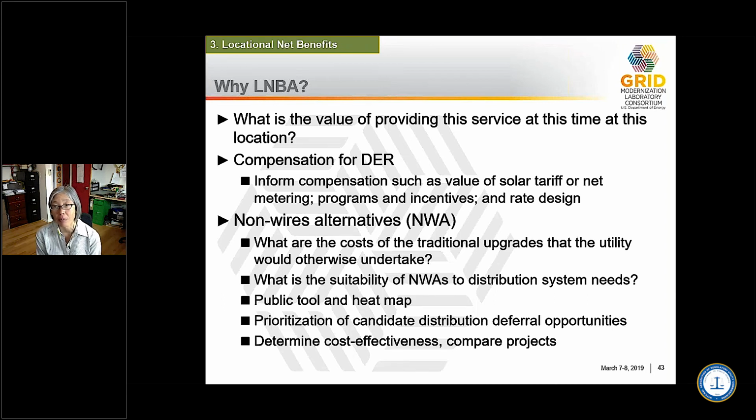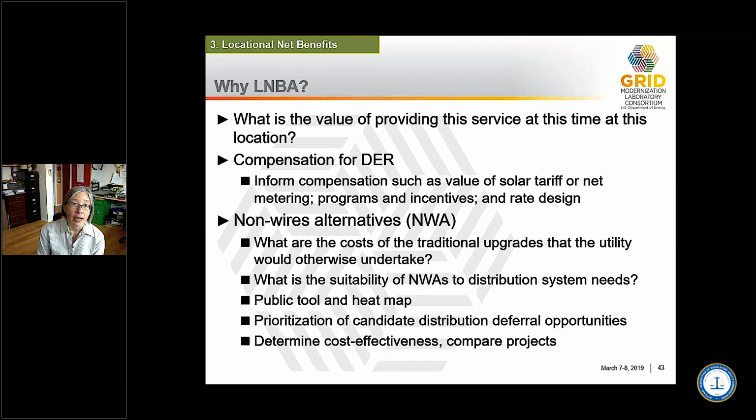One of the things I'm going to dive into a bit more in this talk is the non-wires alternatives piece of this. So what are the traditional things that a utility would otherwise do? What are those costs, and what's the suitability of a non-wire alternative? And let's develop projects around those needs that non-wires alternatives are really well suited to provide, and hold a solicitation and have third-party providers come in and provide those solutions.